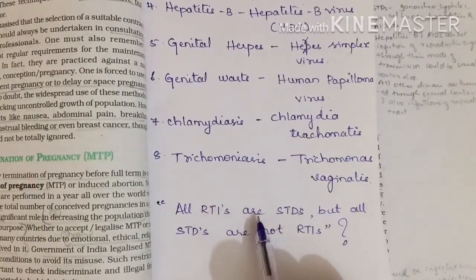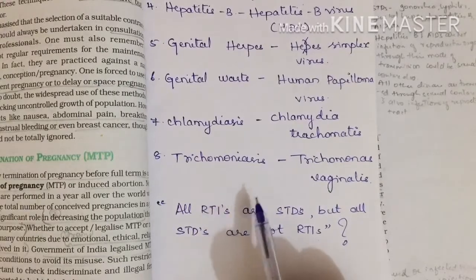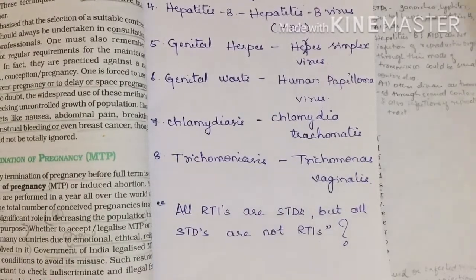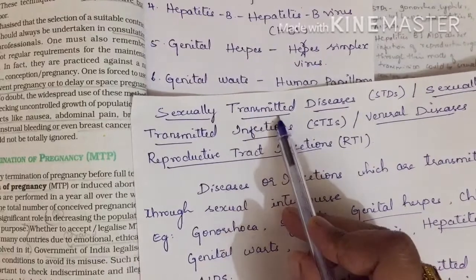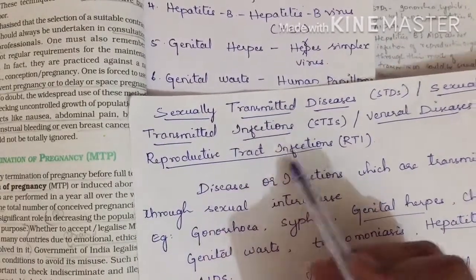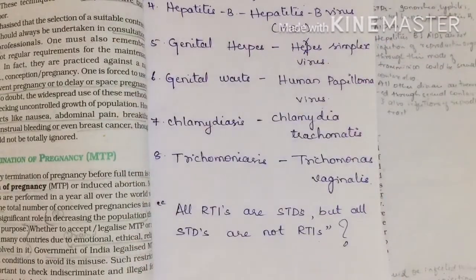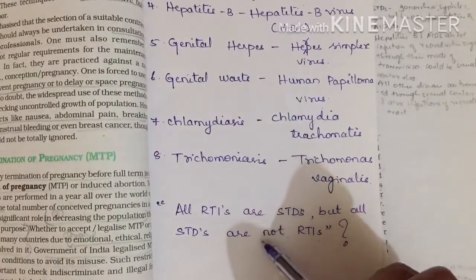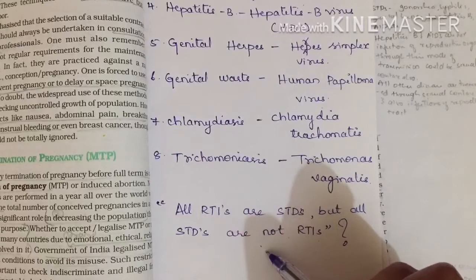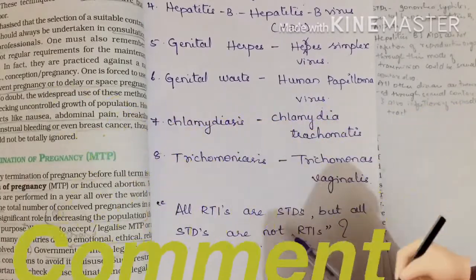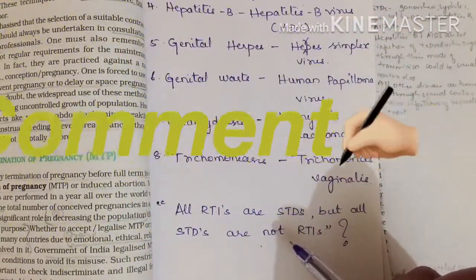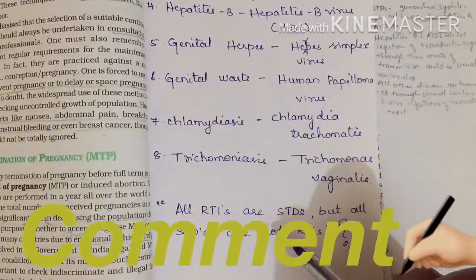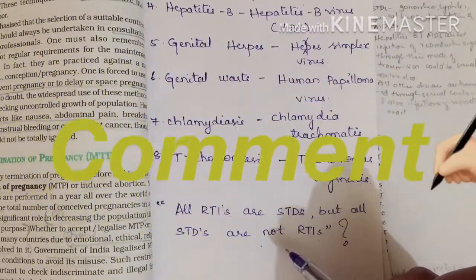I already said STDs are nothing but RTIs, because while giving the other names, if you remember, I gave sexually transmitted diseases and reproductive tract infections, and they are the same, but there is some slight difference among them. So please let me know what that is and what the meaning of this sentence is. Search anywhere you want, just comment it in the comment box, so that I can know whether you are getting the answers or not.